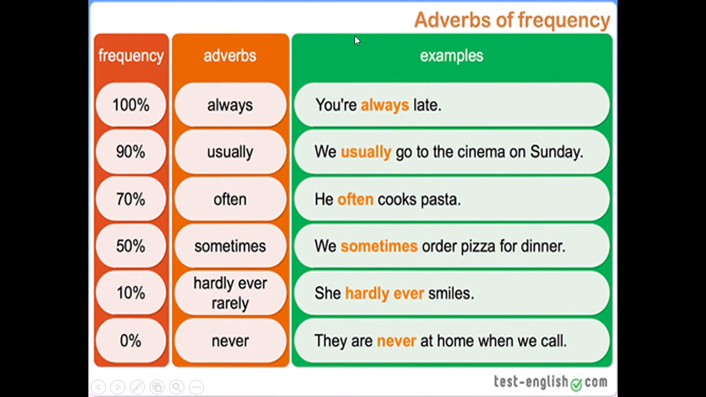Here are some keywords or adverbs of frequency that you can use while using present simple tense. Always, usually, often, sometimes, hardly ever, rarely, and never. Don't forget also every day, every week, every year, every whatever.